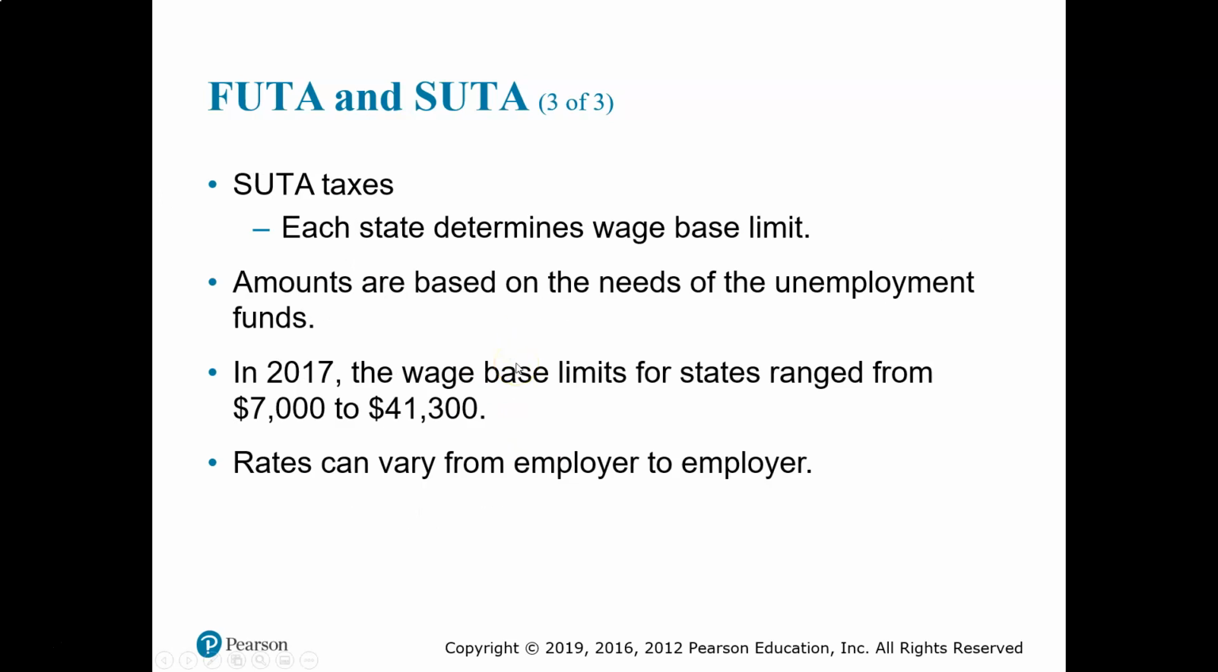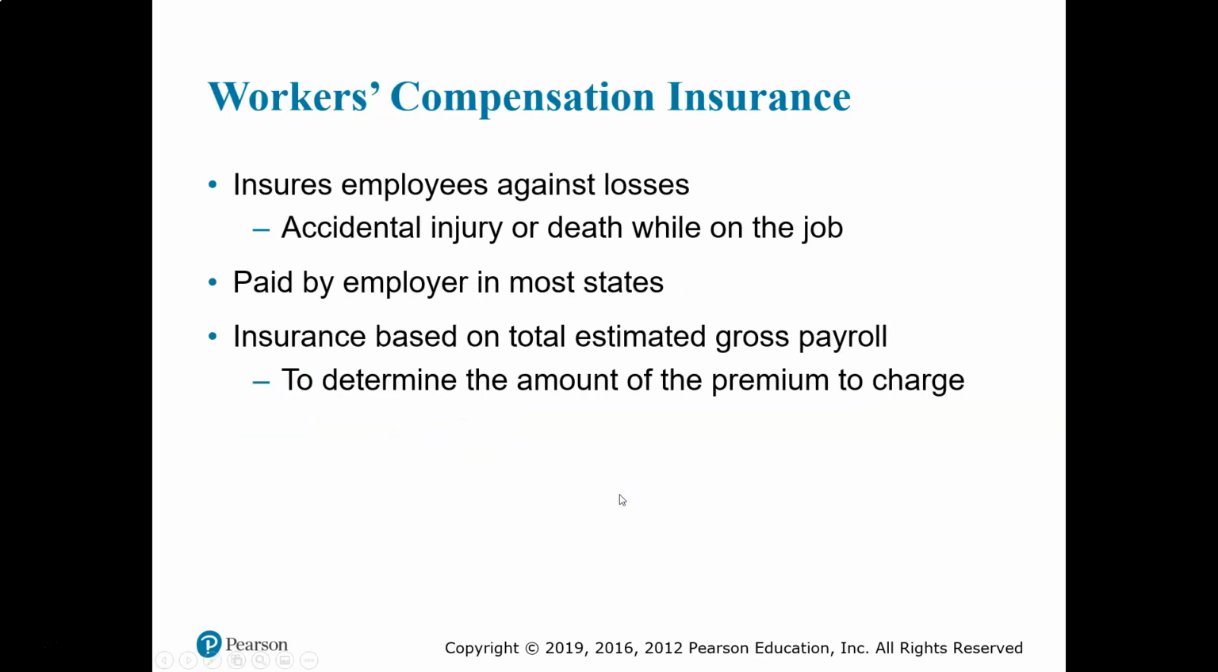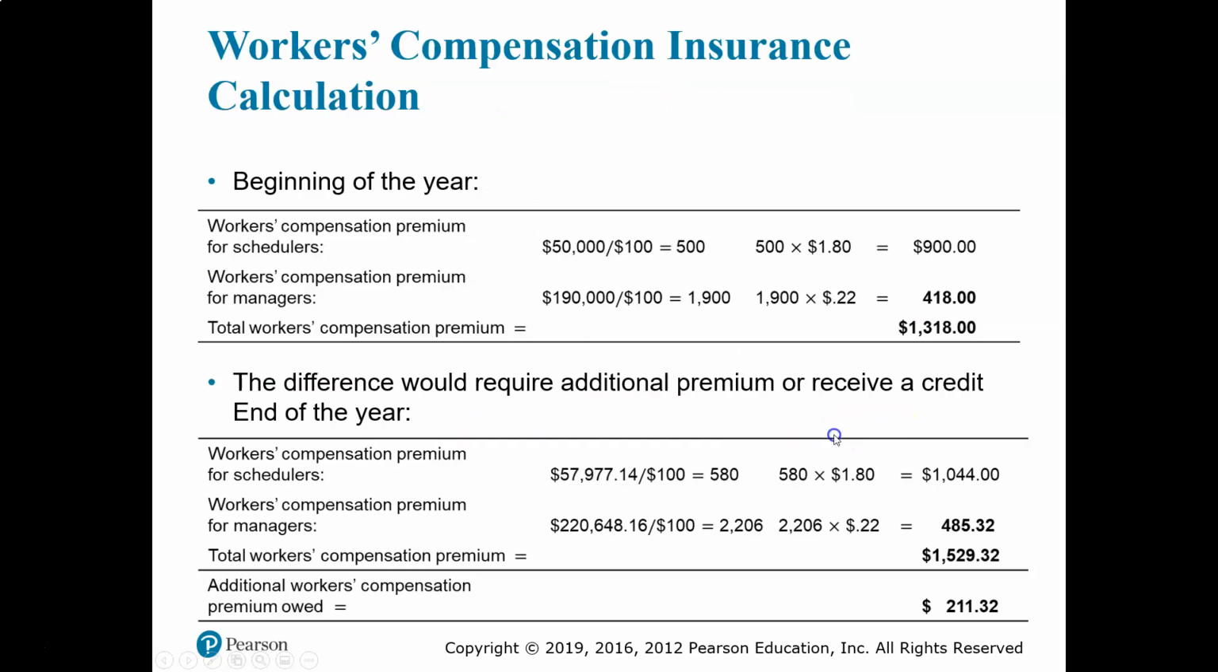Okay, SUTA, each state determines the wage-base limit. Amounts are based on the needs of unemployment funds. In 2017, the wage-base limits for states range from $7,000 to $41,300. Rates can vary from employer to employer. Workers' compensation insures employees against losses, accidental injury, or death while on the job. Paid by the employer in most states. Insurance is based on total estimated gross payroll to determine the amount of premium to charge.